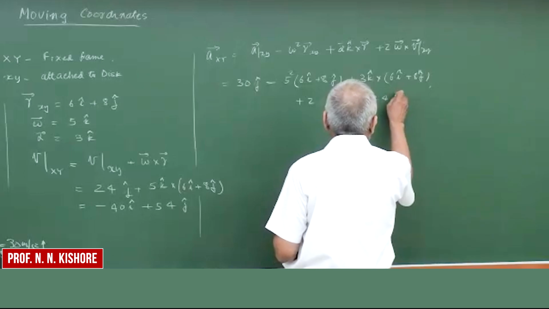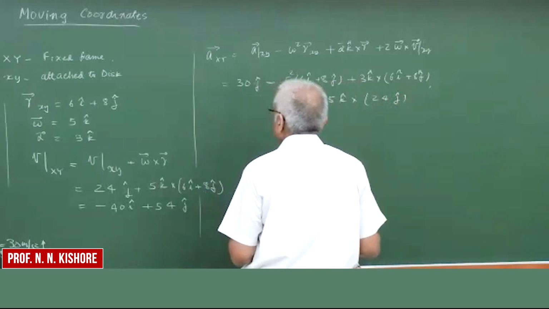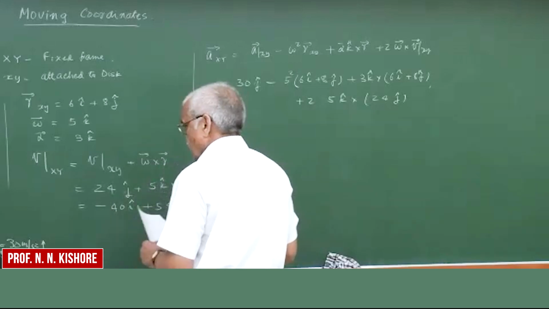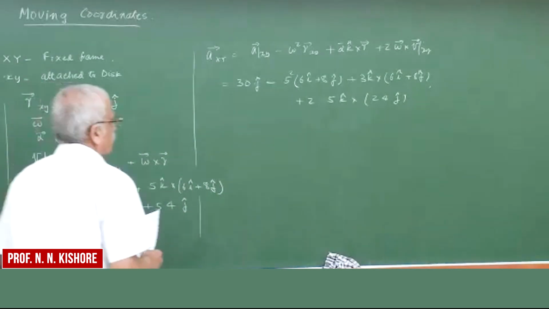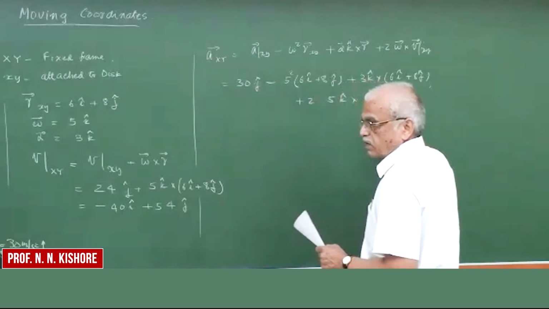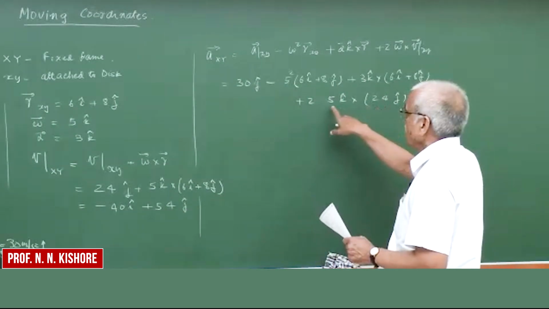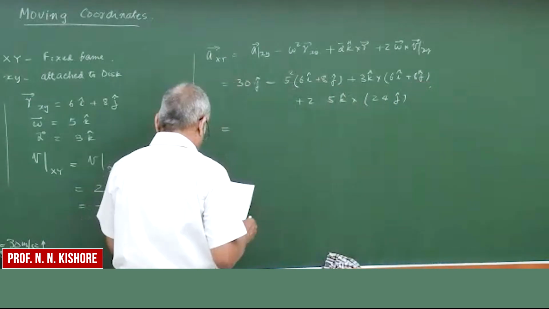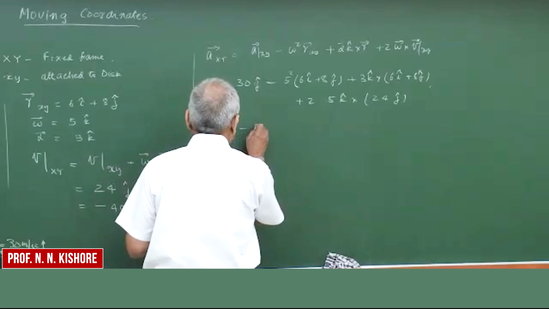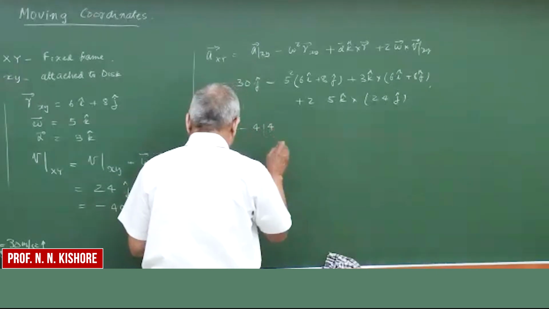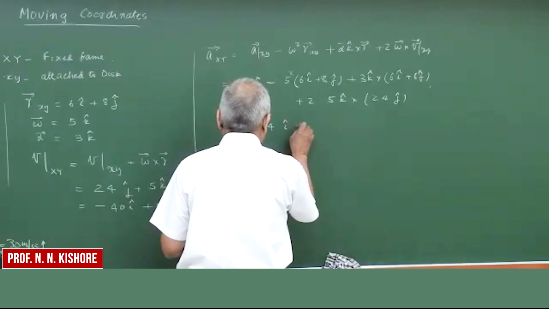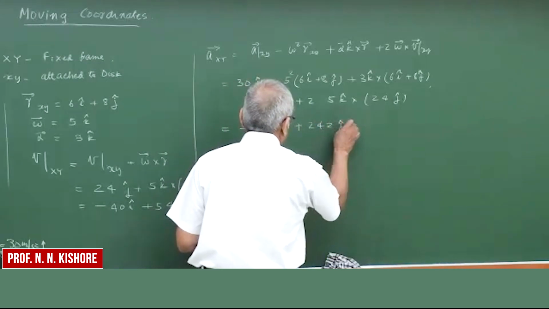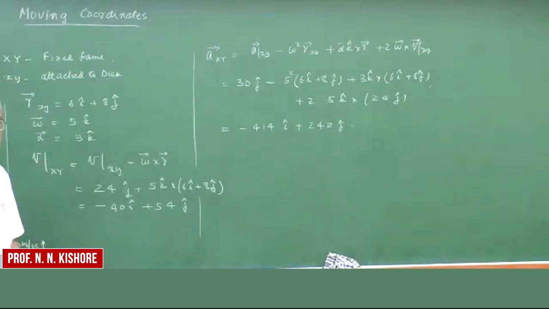So continuing here, we have 5k cross 24j. This 24j is the velocity with respect to the moving, rotating frame, and this is the omega. So you can combine all these things. Interestingly, I'll just give this one, minus 414i, 242. Okay, so that's that part.